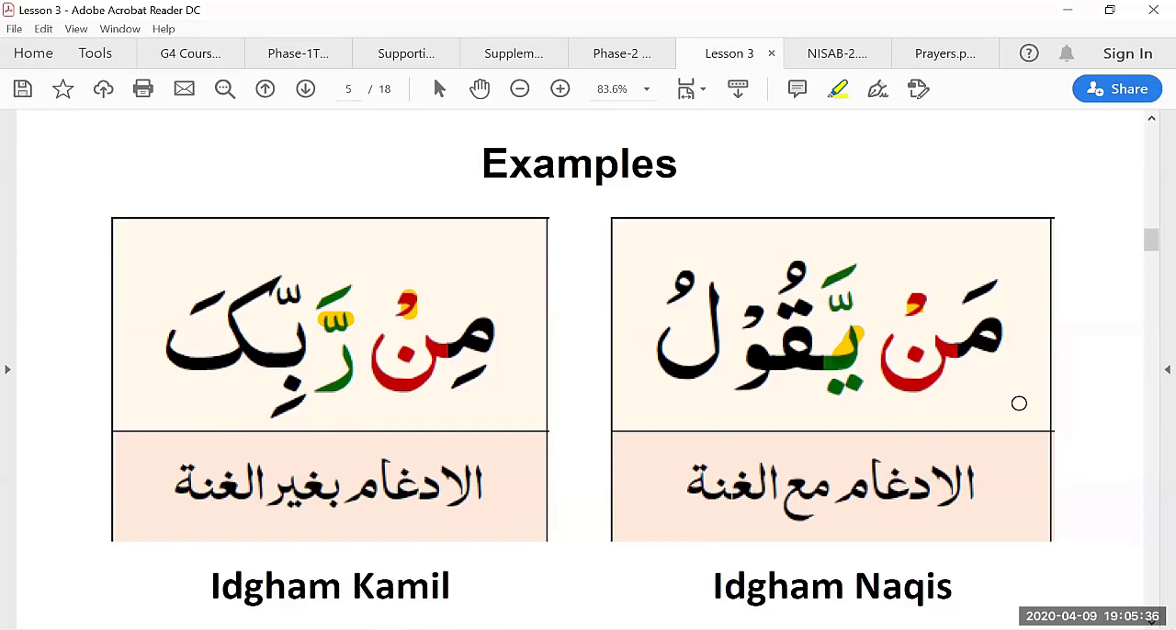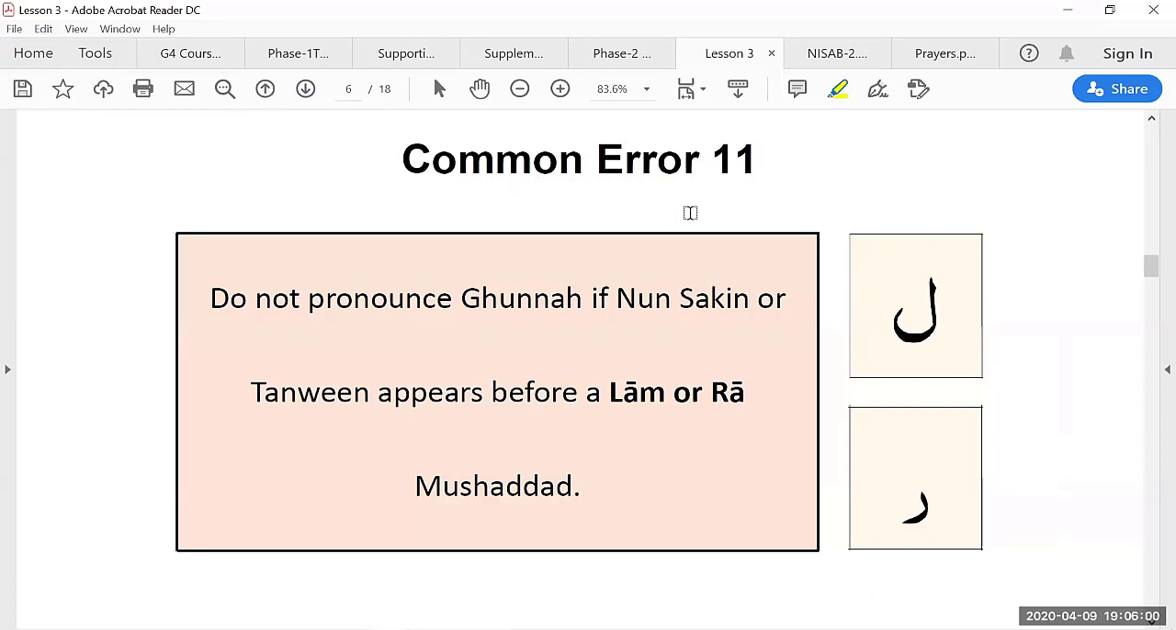Jazakumullah. I hope that all of you could hear that when I read this word, I did a nasal sound for 2 seconds, and when I read this word, I did complete assimilation, and I'm sure that you couldn't hear a noon sound. And that's how it should be, that's how it is done.